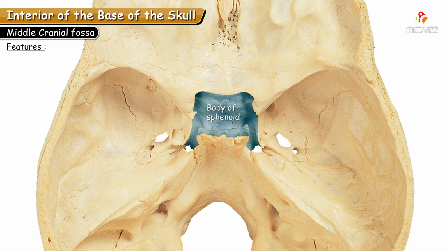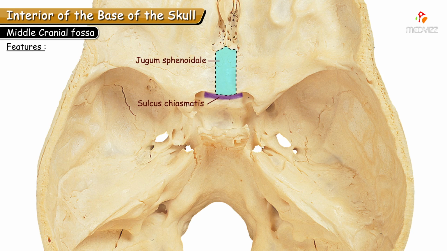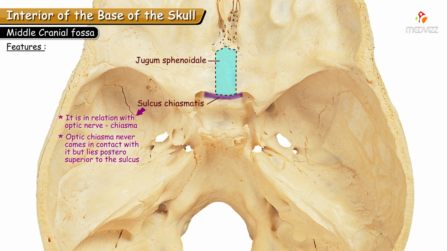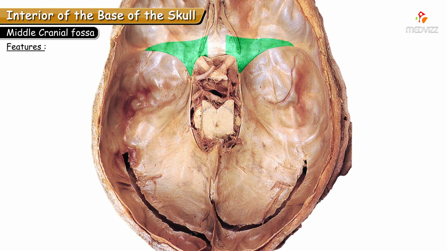It is again divided into sulcus chiasmatis, which is a transversely running groove just behind jugum sphenoidale. This sulcus chiasmatis is named after its relation with optic chiasma, the crossing over of optic nerve. But one point to remember here, optic chiasma never comes in contact with sulcus chiasmatis, but it lies posterior superior to sulcus.